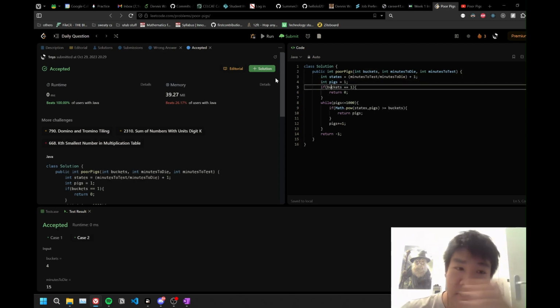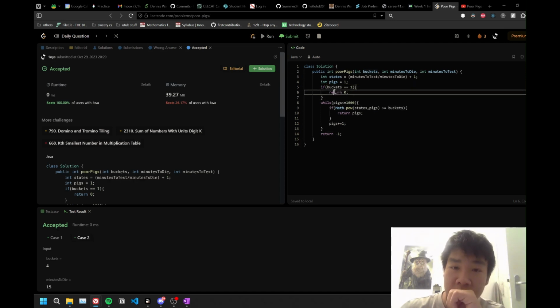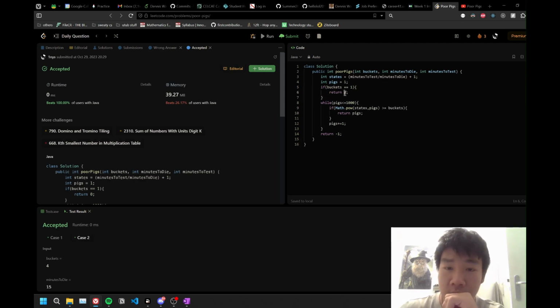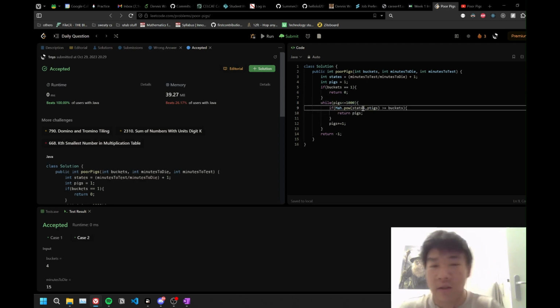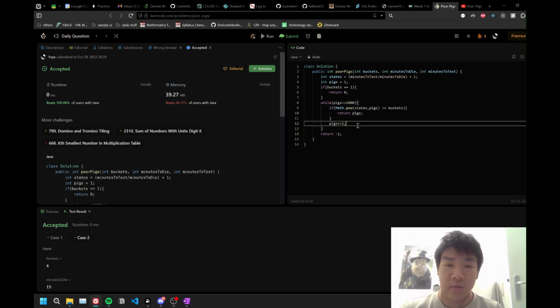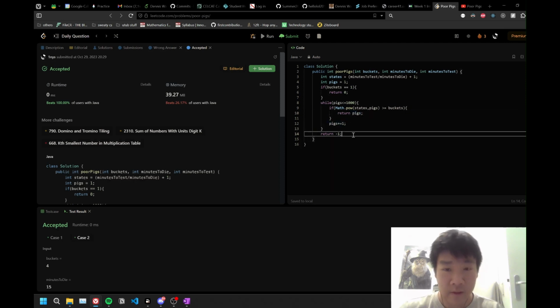Oh yeah, and there was an edge case with the buckets. If the buckets is equal to 1, then there's only 1 poison bucket, so we return 0 because we don't need any pigs. And here's the test. Before, I had pigs equals 1,000. When math.pow is equal to buckets, but then that's no good because sometimes you need more. So I did greater than or equal to, and then we return pigs, and if not, then we increment by 1.